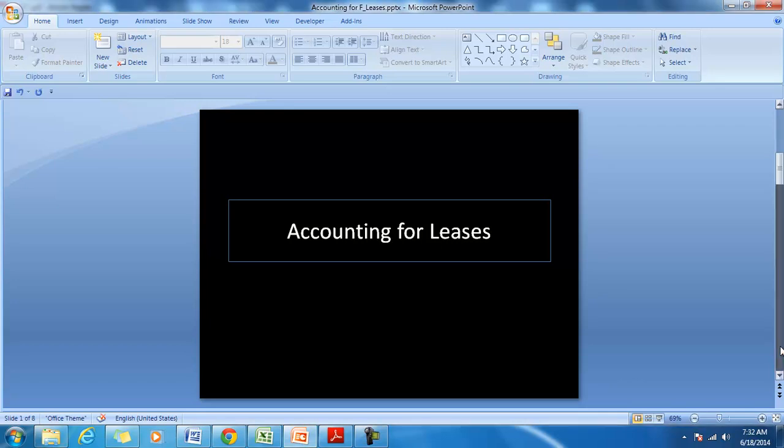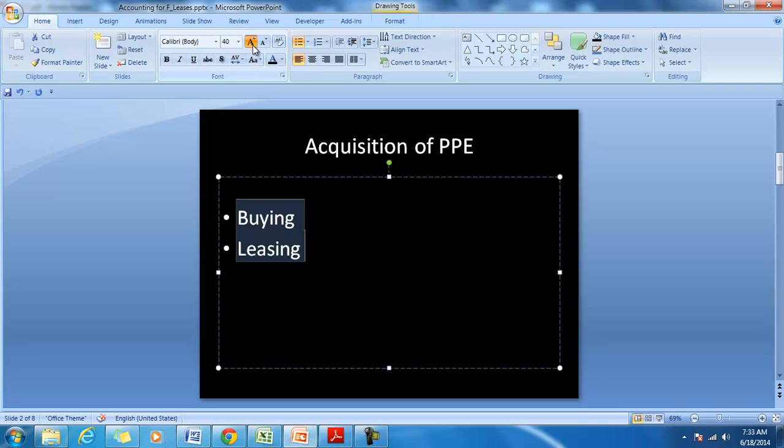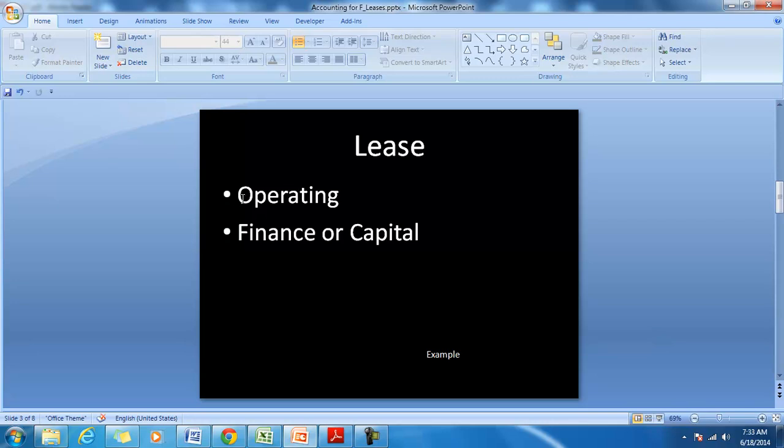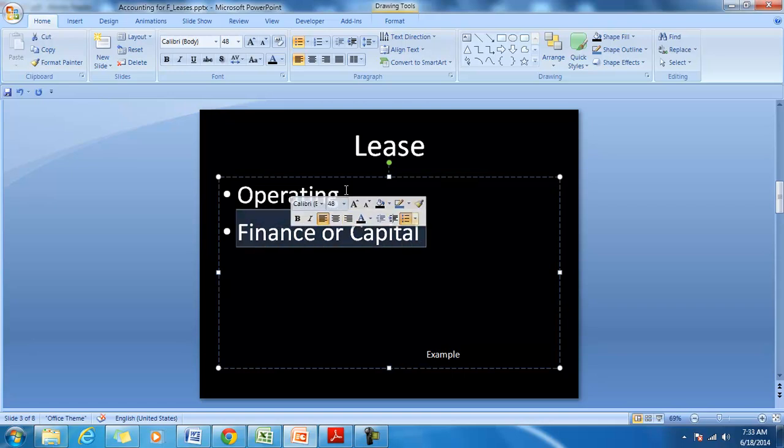In the previous session we saw that the acquisition of plant can happen either through buying an asset or leasing an asset. And if you lease an asset, the lease can be an operating lease or a finance lease depending on the significance of the risk being transferred. If significant risk attached to the property is transferred, then it will be a finance lease, and if not, then it will be treated as an operating lease.